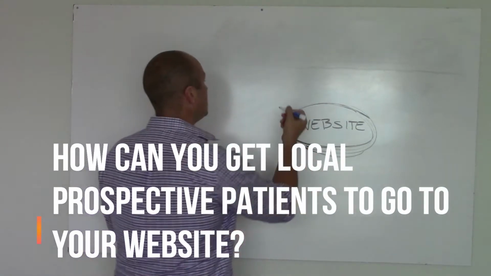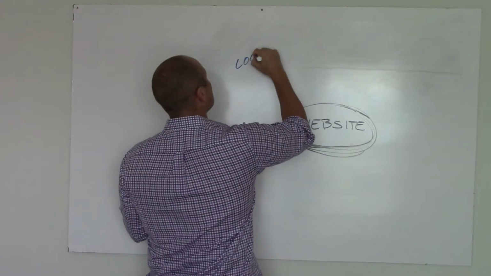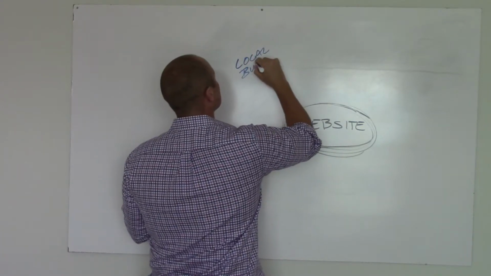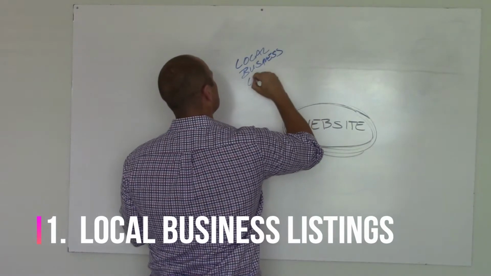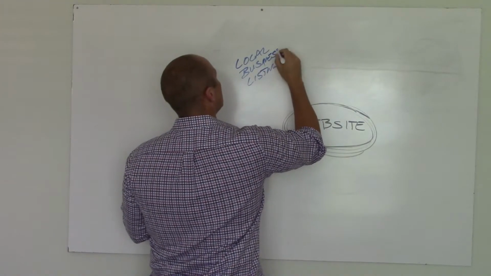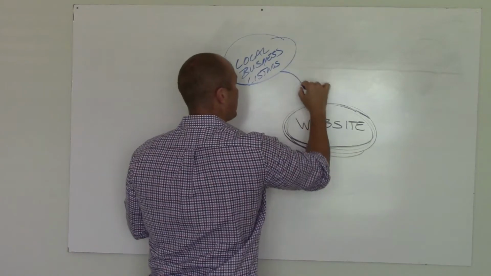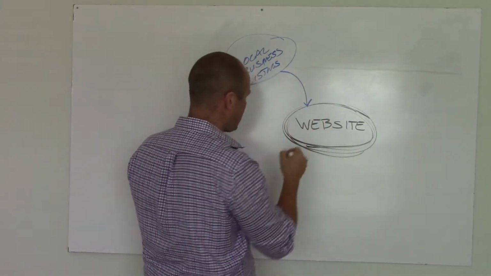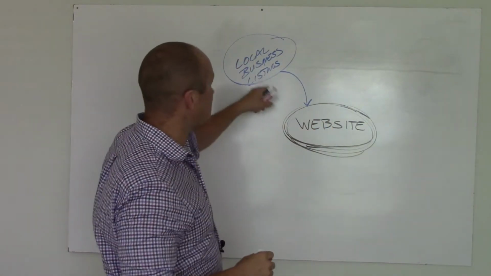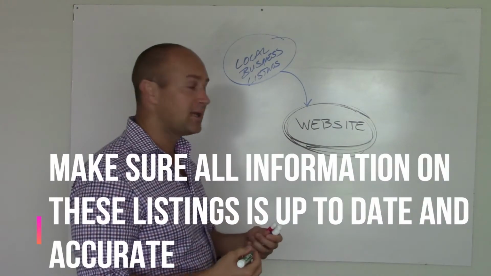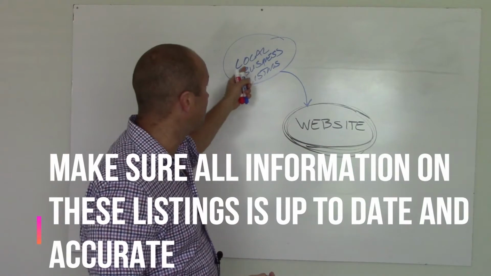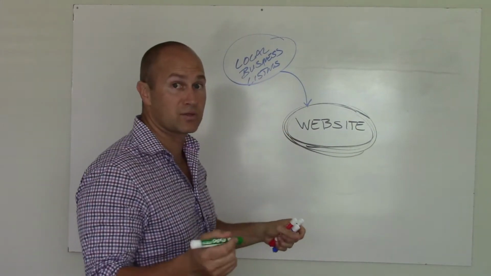One is your local business listings. Okay, your local listings, people find you and go to your website. So you have to make sure that your local listings are accurate and the data is linked. The data is accurate, the phone number is accurate, and it links back to the website.